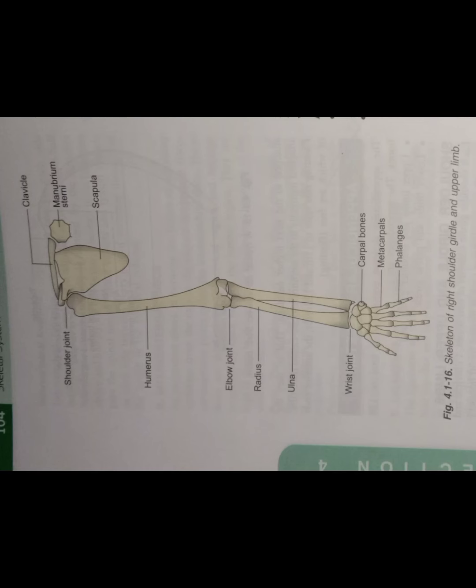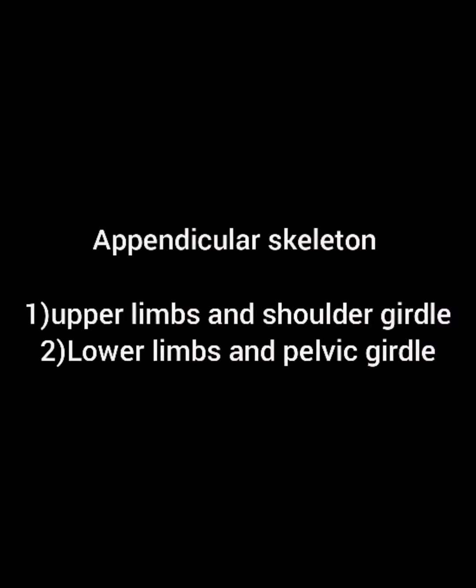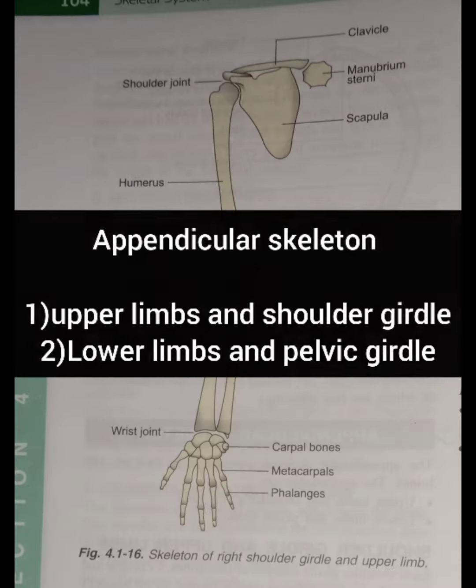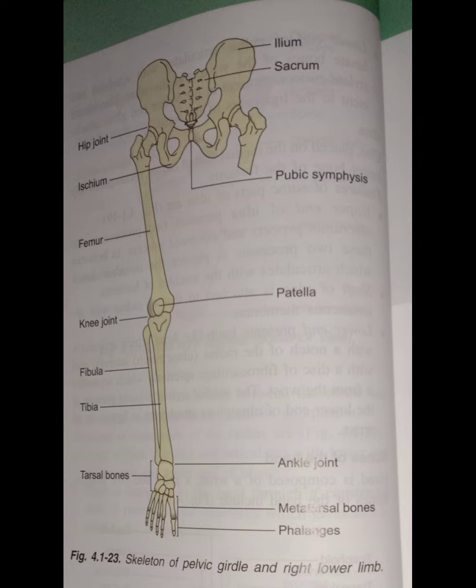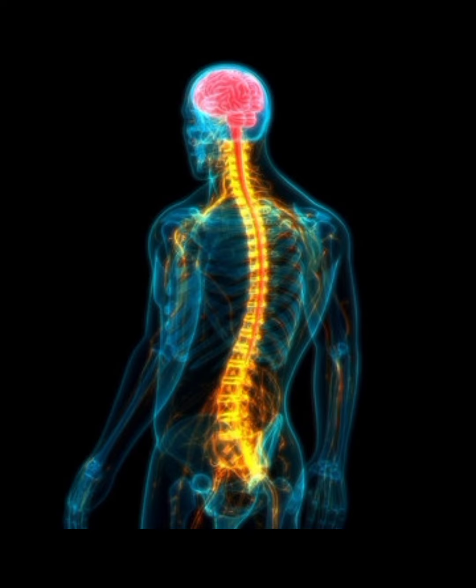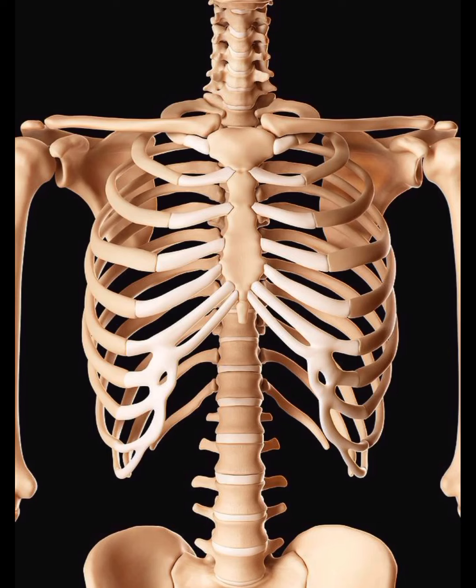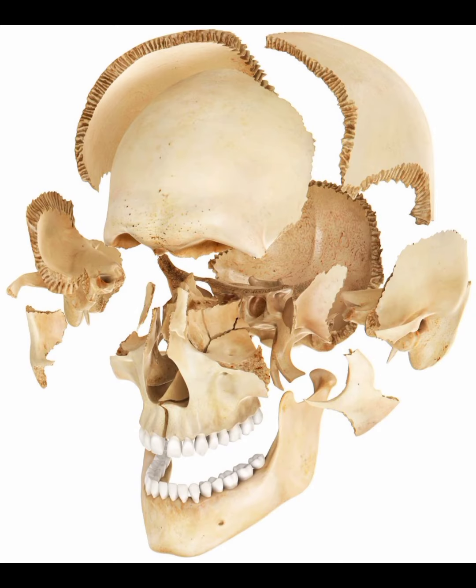So now I will discuss the appendicular skeleton. The appendicular skeleton consists of a total of 126 bones. It includes the upper limbs and shoulder girdles, and also the lower limbs and pelvic girdles. Each shoulder girdle consists of two bones, one clavicle and one scapula, and each upper limb is formed by 30 bones: one humerus, one radius, one ulna, 8 carpal bones, 5 metacarpal bones and 14 phalanges.